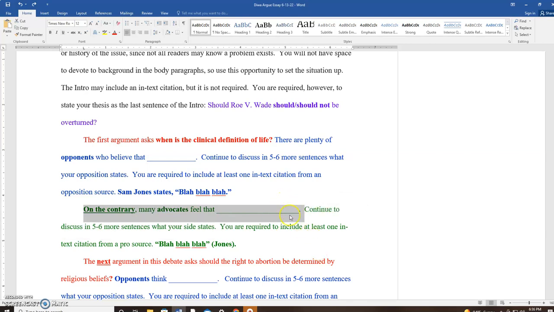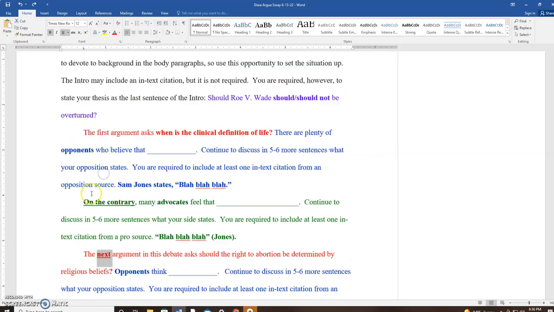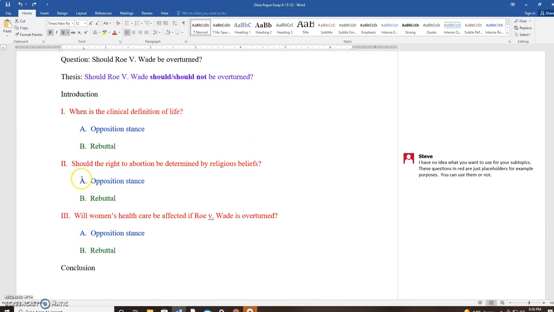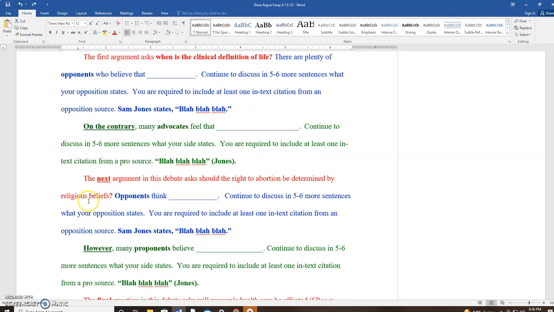life does not begin at conception. Blah, blah, blah. Citation. And then the pattern repeats. When you move on to Roman numeral 2, you start with a transition, and there are many to choose from.